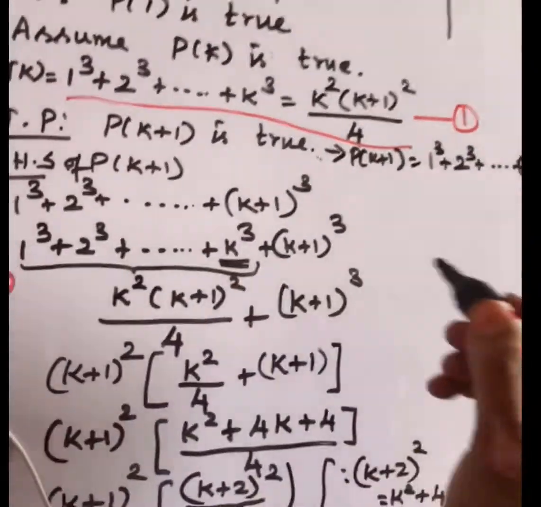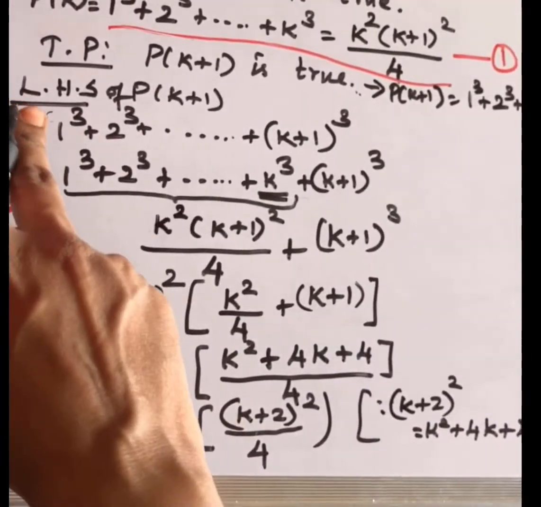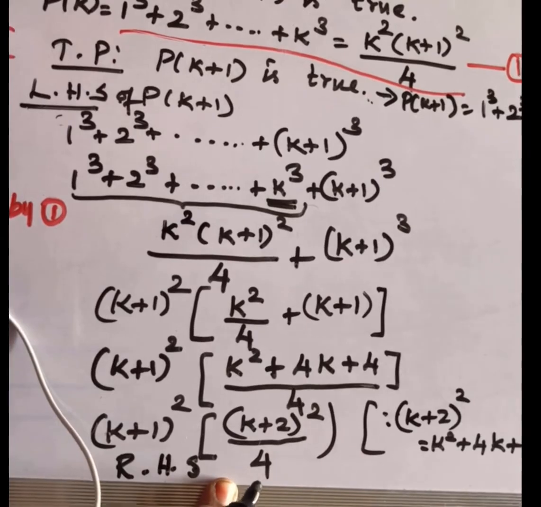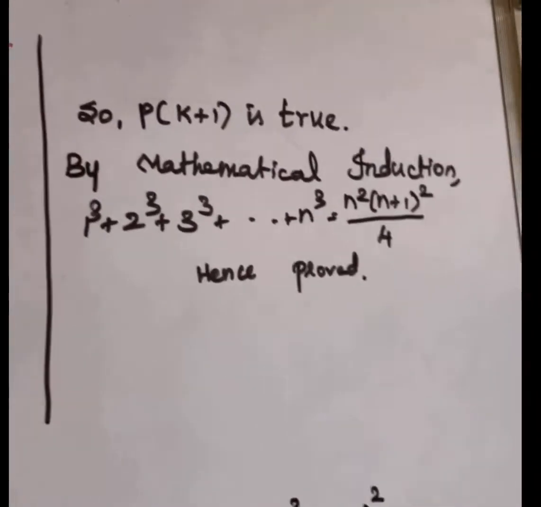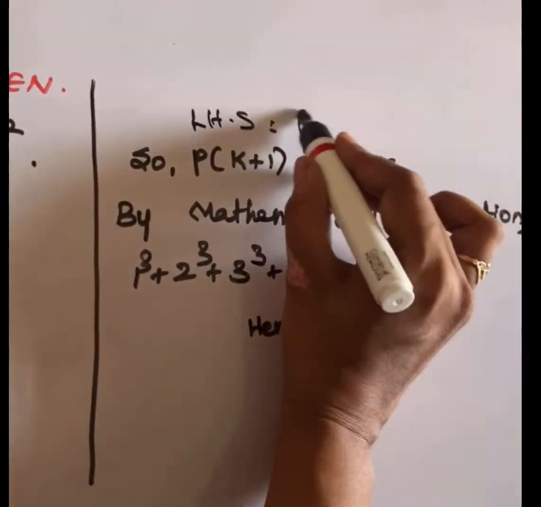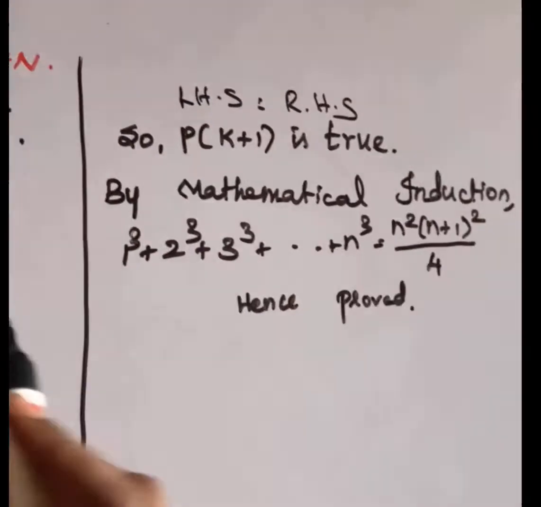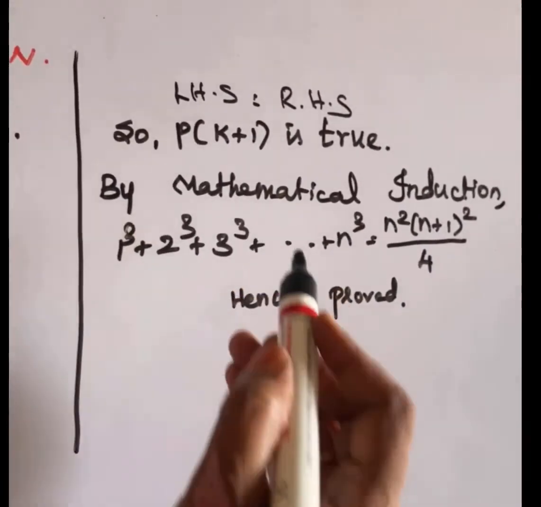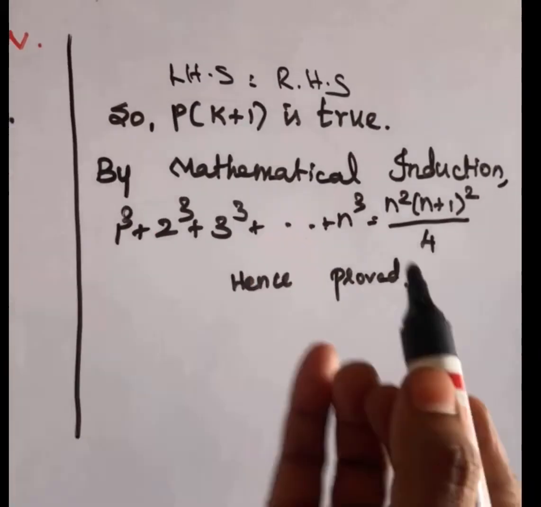Okay. So now I have taken the left hand side, derived and proved that it is equal to the right hand side. So LHS is equal to RHS. So P of k plus 1 is also true. So by mathematical induction we have proved that the given statement is true.